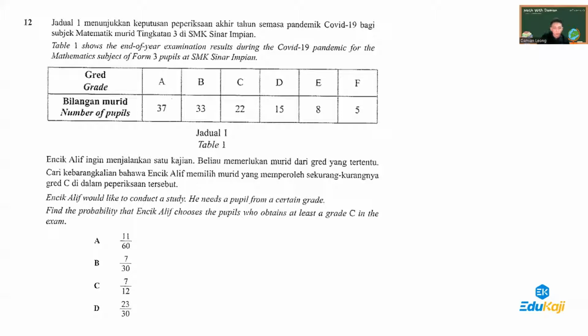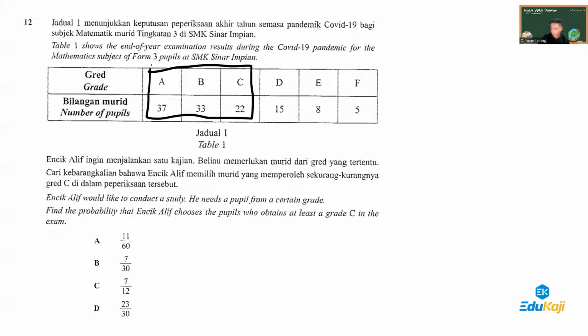Question 12. I have this table showing the end-year examination results during COVID-19 pandemic for maths of Form 3 pupils in SMK Sinat Impian. So Encik Alif would like to conduct a study. He needs a pupil from a certain grade. So find the probability that Encik Alif chooses the pupil who obtains at least a C grade in the exam. At least a C grade means C or better. So it will be A, B, or C.